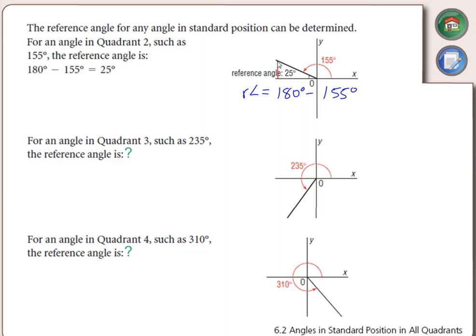In quadrant 3, we've got 235. But I know that it's 180 to here. 235 takes me further. So I'm going to be looking at going the 235 minus the 180, which will give me the inside of 55. Same thing is going to apply in quadrant 4. But this time, we're looking at going all the way 360. Oh, too far. If I subtract the 310 off of it, that will bring me back to my reference angle inside. As you can see, 50 degrees inside there.